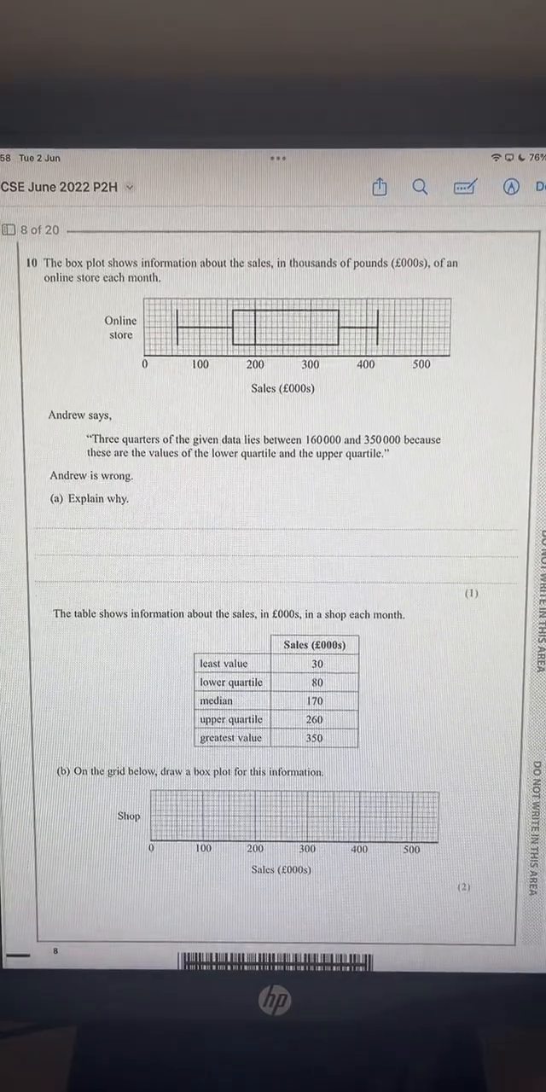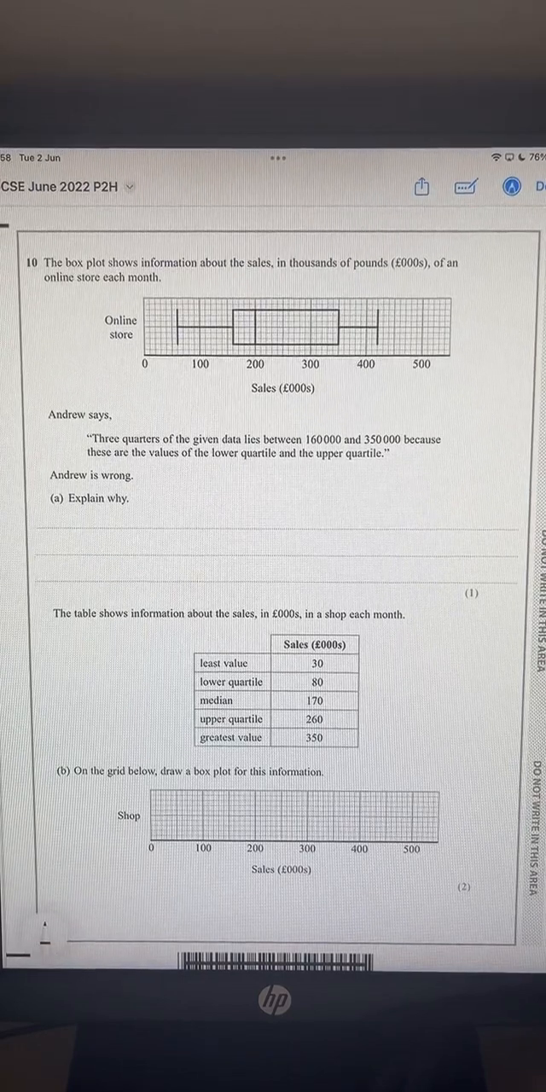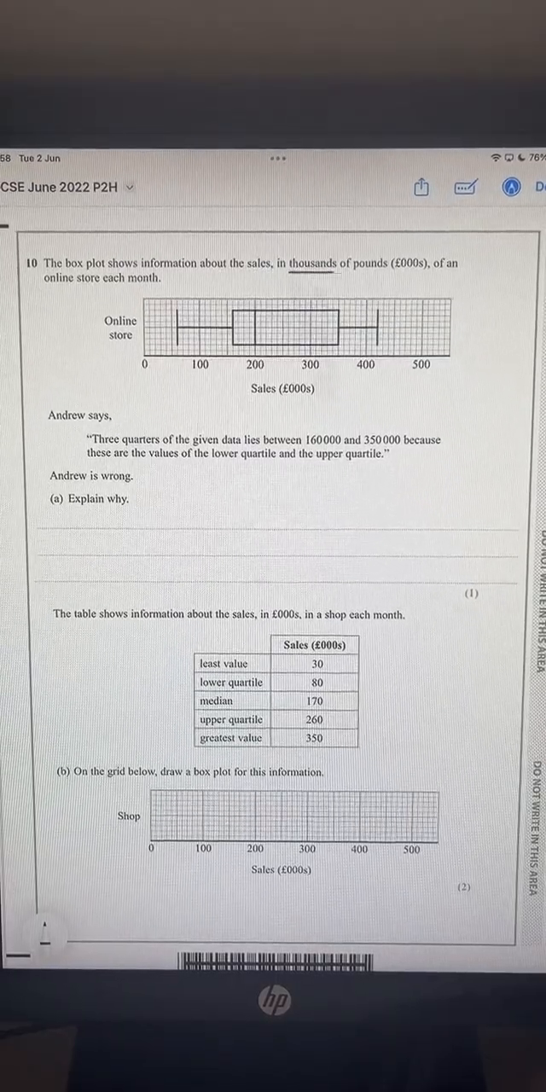Question 10. It's our little statistics question, our box plots one. What do you guys think of box plots? Let me know in the comments. So the box plot shows information about sales in thousands of pounds for an online store each month. So these are my sales.